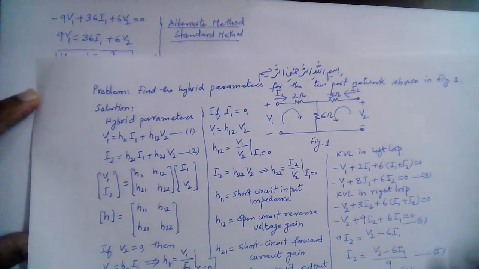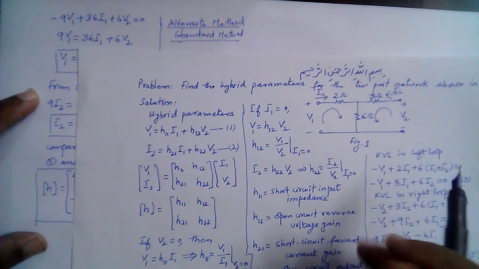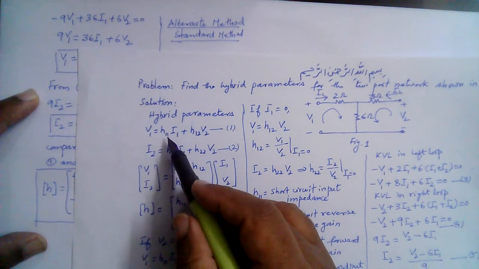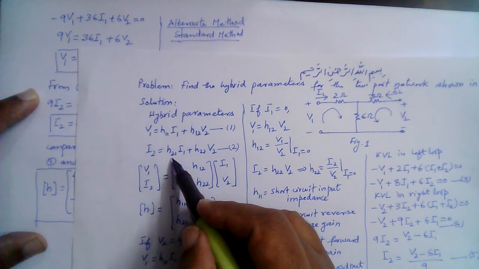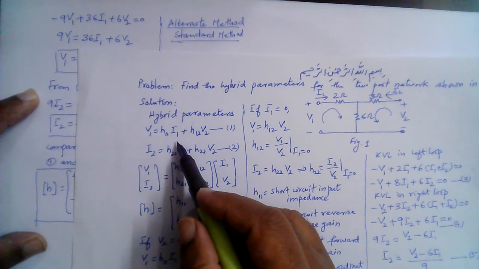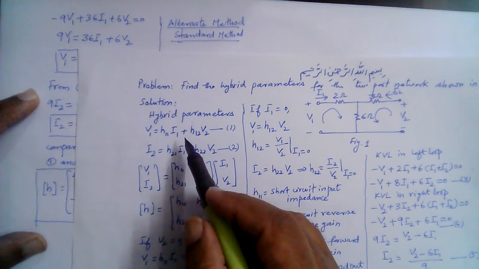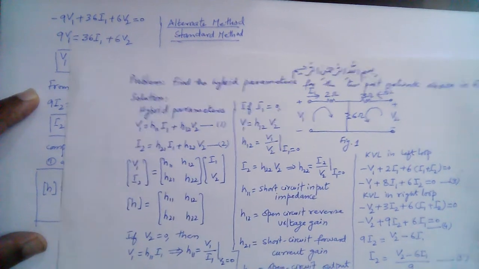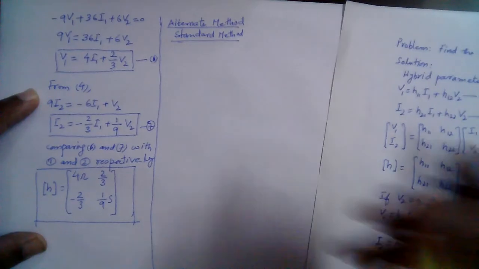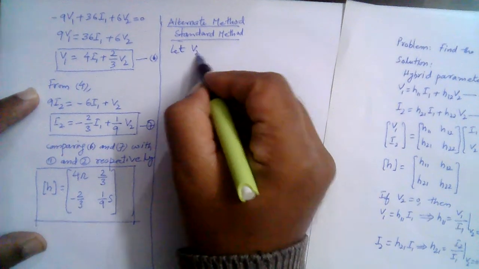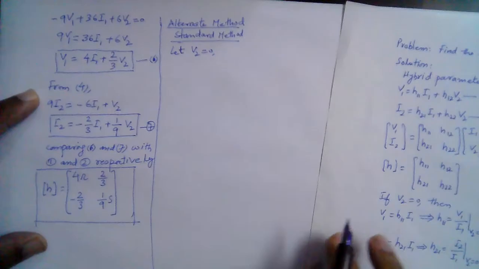So what we do in this standard method is we use this technique. We put V2 equal to 0 first and find these two parameters h11 and h21, and after finding these parameters we set I1 equal to 0, and then find the remaining two parameters h12 and h22. So let V2 is equal to 0, so that the output port is short circuited.